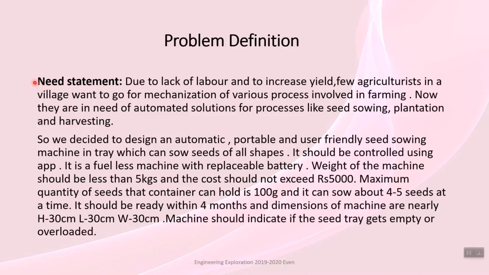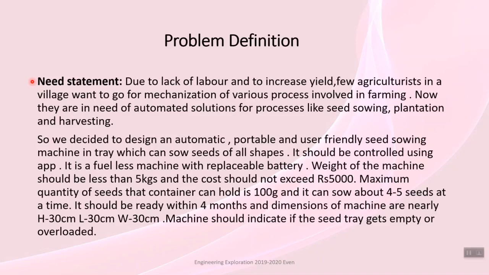So we decided to design an automatic, portable and user-friendly seed sowing machine in tray which can sow seeds of all shapes. It should be controlled using an app. It is a fuel-less machine with a replaceable battery. The weight of the machine should be less than 5 kgs and the cost should not exceed Rs 5,000.